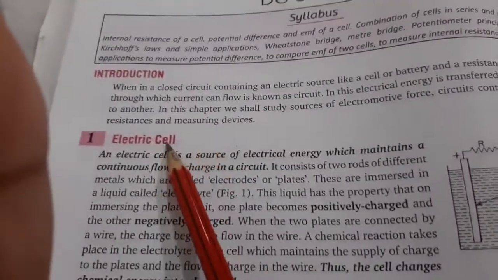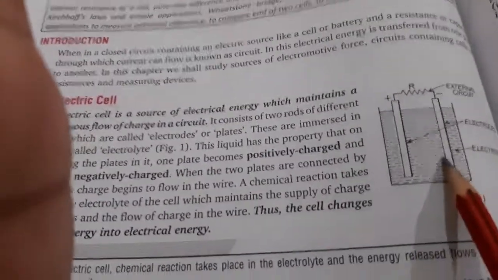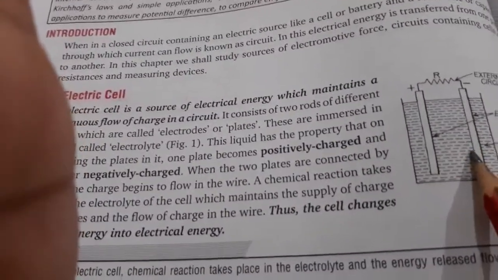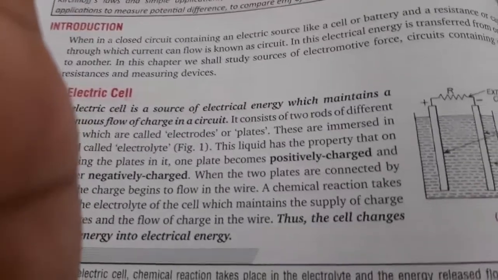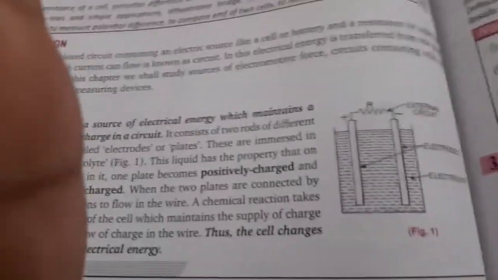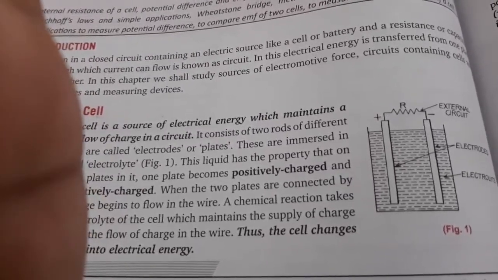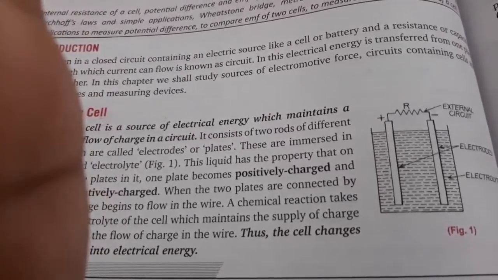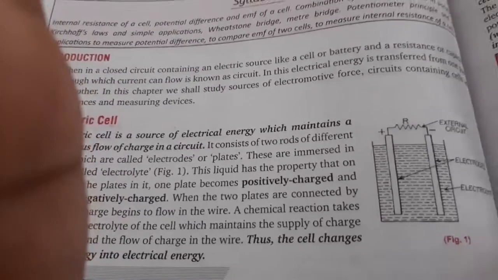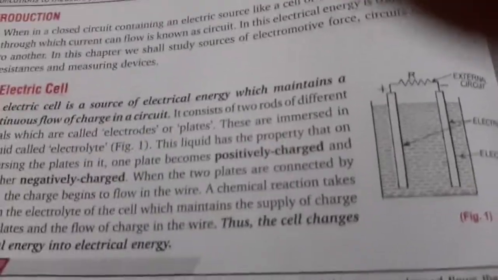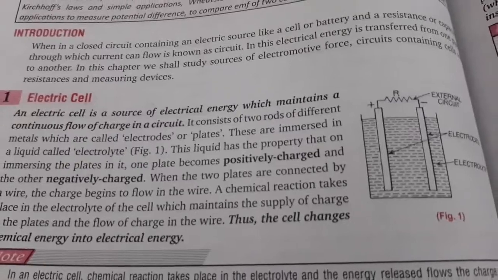So the first topic is electric cell. What is an electric cell? It is a device which converts chemical energy into electrical energy. It is a very common misconception that the cell is a source of current. The correct thing is that the cell is a source of electrical energy. A cell converts chemical energy into electrical energy.